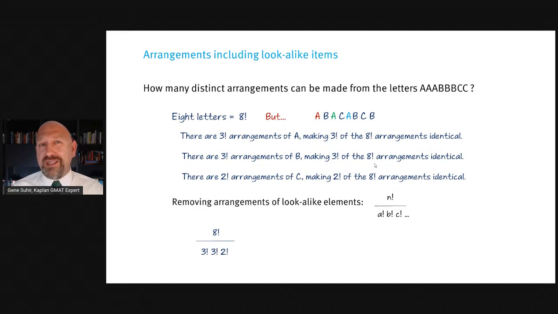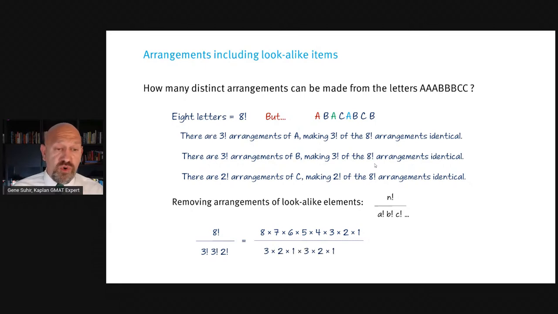But really, as you practice enough with this, and we'll streamline it with a few problems later on in the lesson, you could really combine the next couple of steps. 8 factorial would be 8, 7, 6, 5, 4, down to 1. 3 factorial, that's 3, 2, 1. 3 factorial is 3, 2, 1, and 2 factorial is 2 times 1.